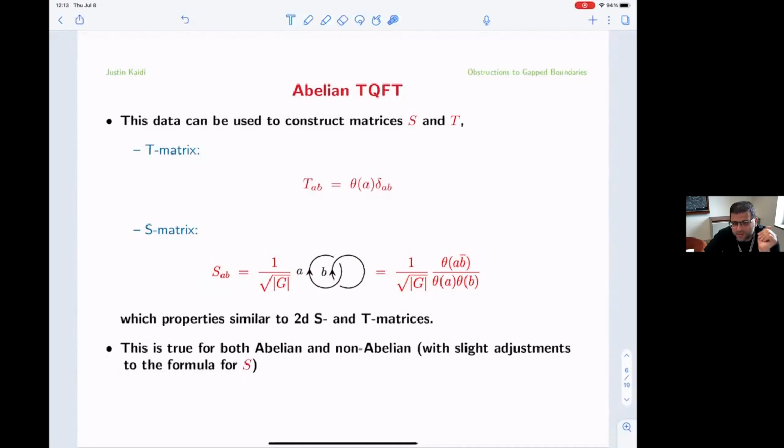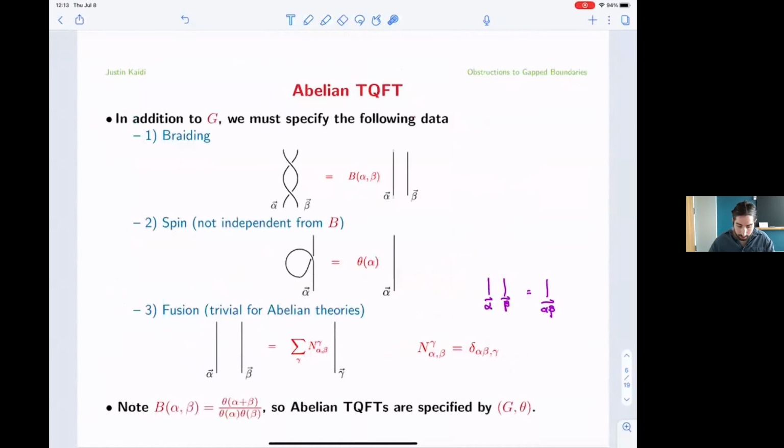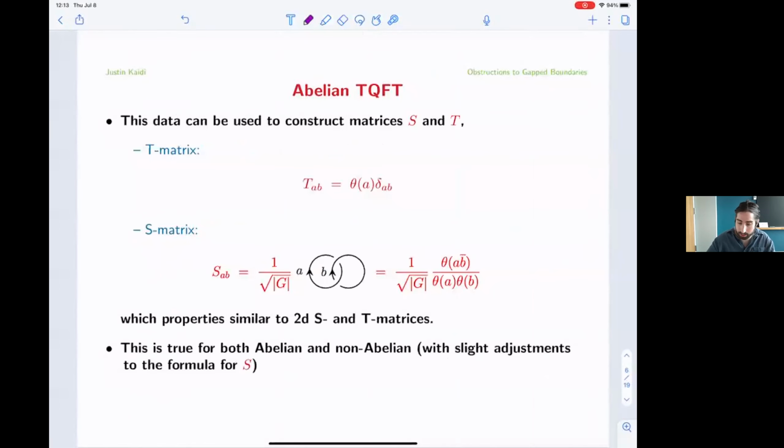Justin, right, the B was defined as theta of A plus B, and this is theta A times B bar? Oh, right, you're asking, can I just do this in terms of, so you can just write this as B of alpha, beta over the square root of G if you want. Thank you. Yeah, so that's an alternative. You could have done that. Mm-hmm. Okay, good.